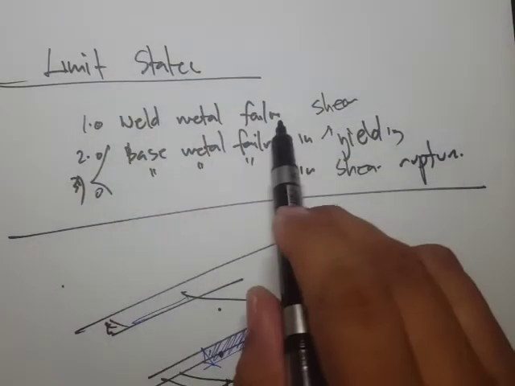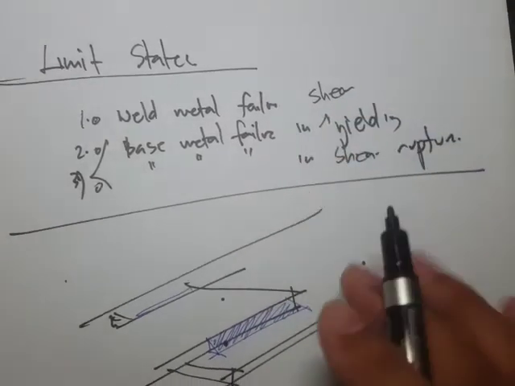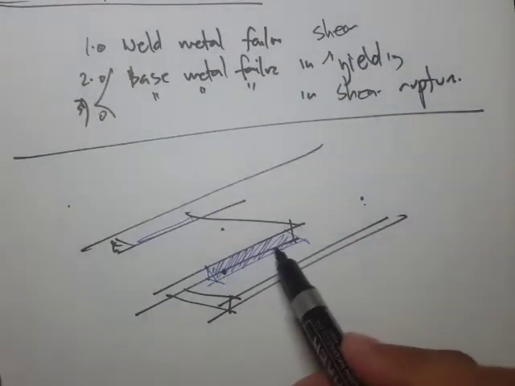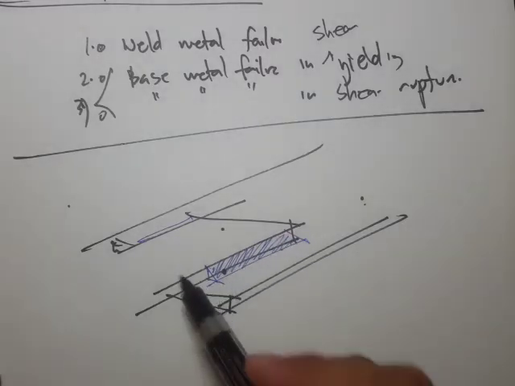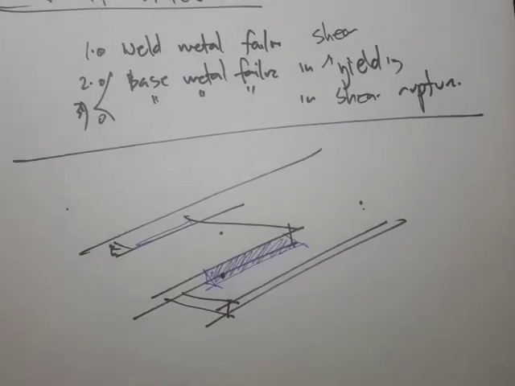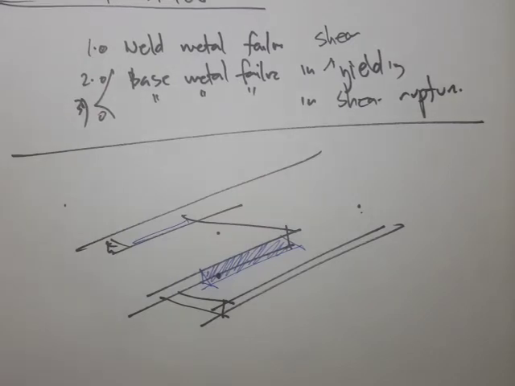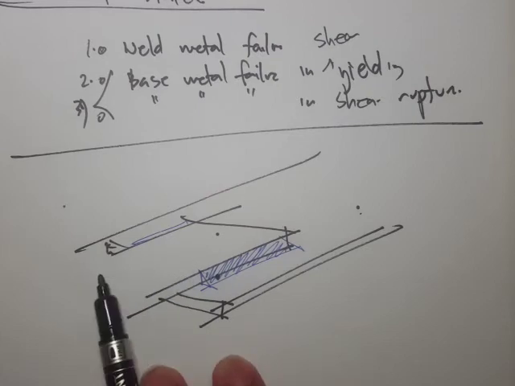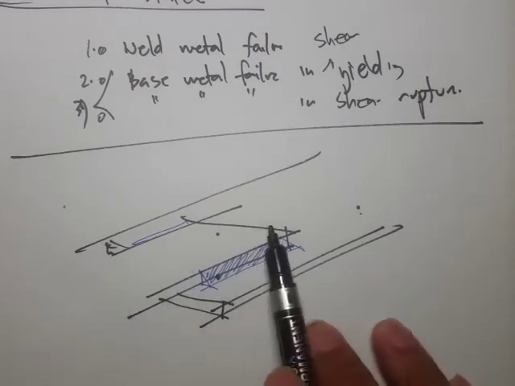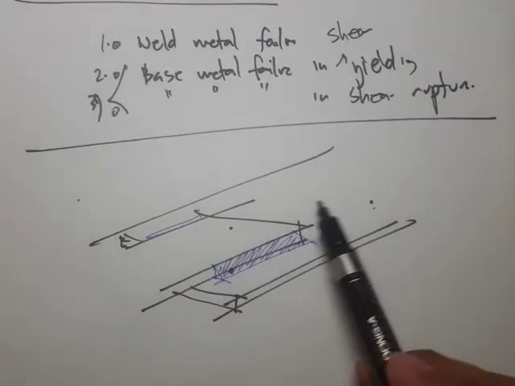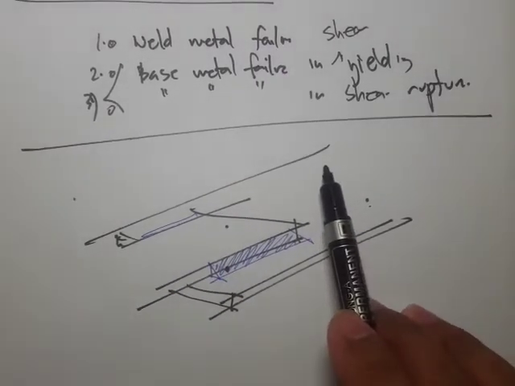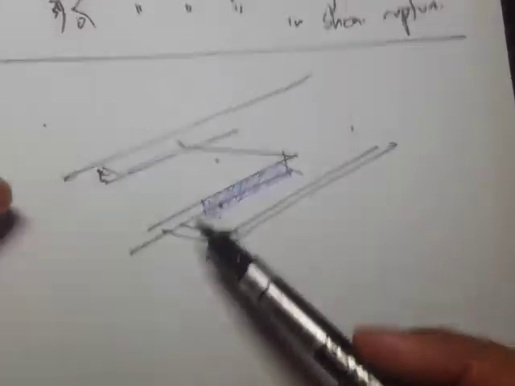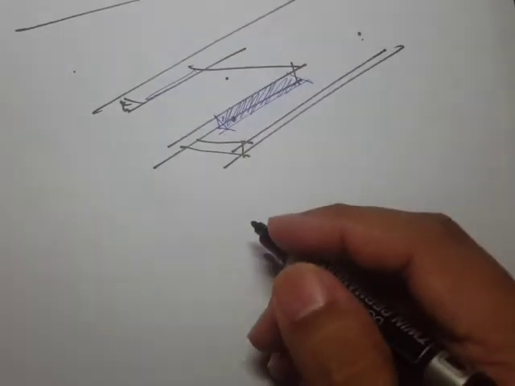Again, weld metal failure means that this weld material can fail, or we can have a base metal failure, meaning that this base metal will fail in either yielding or shear rupture. And since we have two parts here, then we have to check the two base metals. Okay, so how do we compute the strength of weld metal?